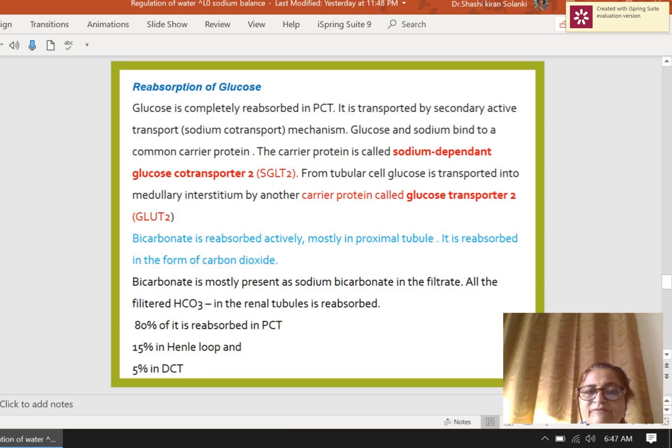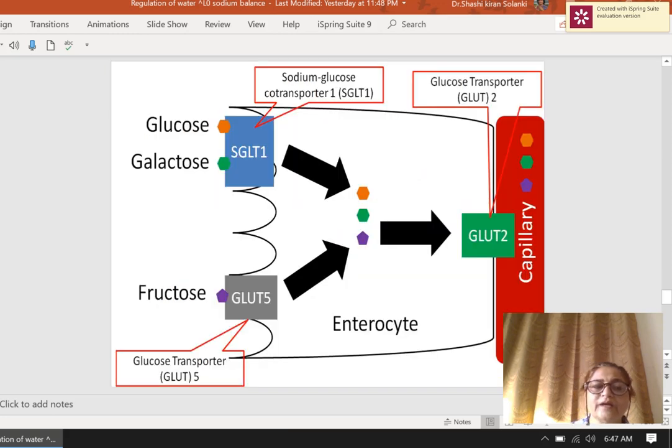Bicarbonate is reabsorbed actively in the PCT in the form of carbon dioxide. Bicarbonate is mostly present as sodium bicarbonate in the filtrate. All bicarbonate ions are reabsorbed in the PCT, loop of Henle and DCT. 80% of it is reabsorbed in the PCT, 15% in the loop of Henle, and only 5% in the distal convoluted tubule. Now here are the special kinds of proteins, SGLT and GLUT, the SGLTs and GLUTs.